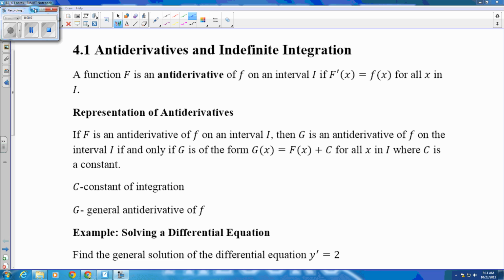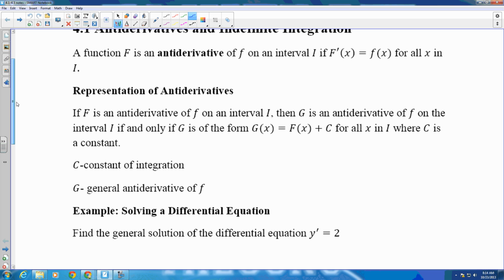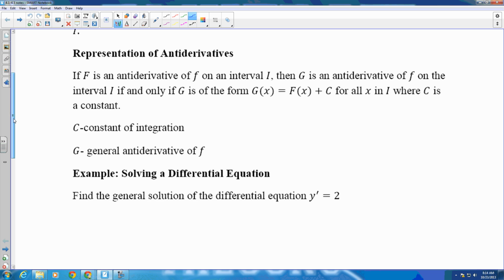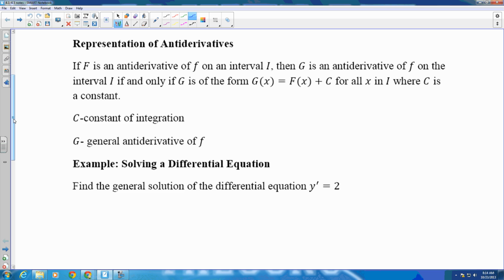Okay, we are starting chapter 4, which is dealing with antiderivatives and indefinite integration in section 1. An antiderivative: a capital function F is an antiderivative of little f on an interval I if capital F prime is equal to f. So pretty much what we're doing is going backwards from derivatives. What this whole definition is saying is if capital F is an antiderivative of little f on an interval I, then G is an antiderivative.